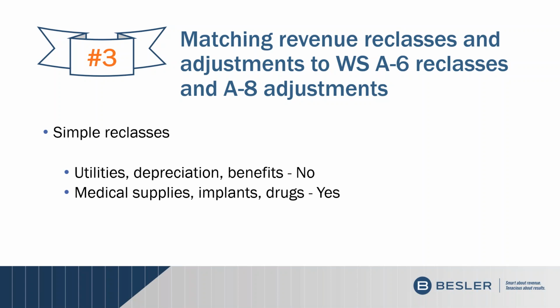All three of those are simple reclasses, but none of those three, utilities, depreciation, and benefits, have a direct impact on patient treatment revenues. So those are examples of reclasses that, while they exist and they're important, they do not have an impact on our revenue. The second set of simple reclasses, medical supplies, implants, drugs, do have an impact on our revenues.